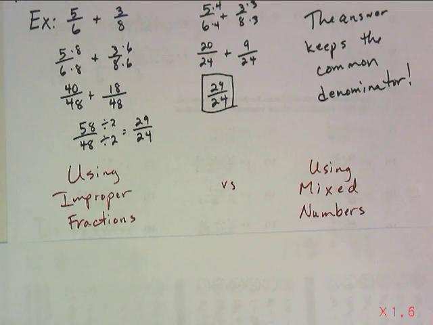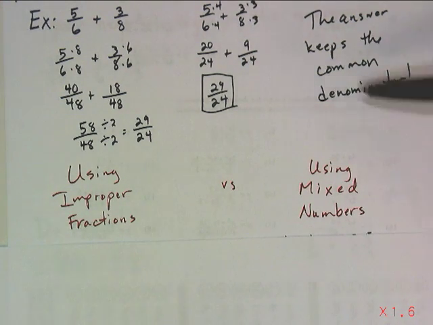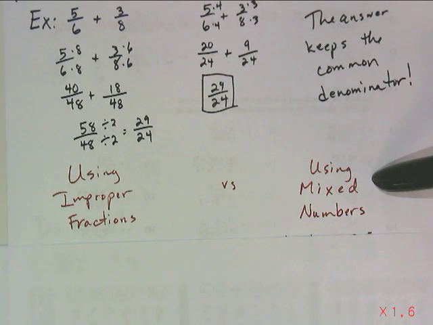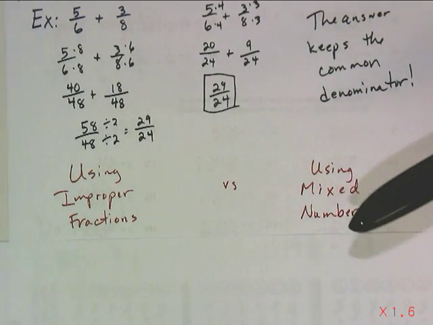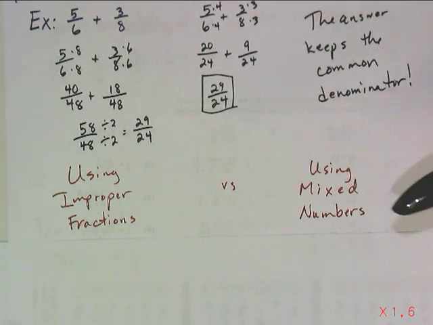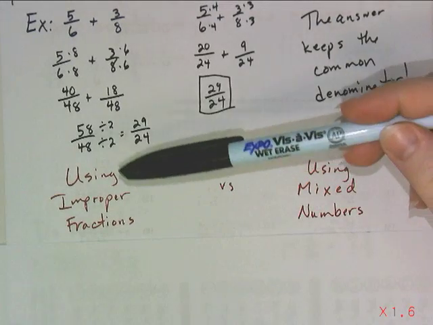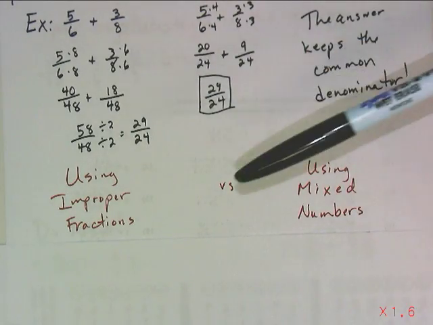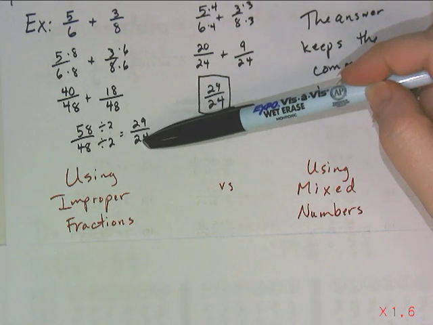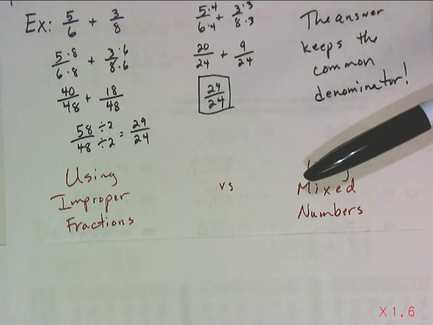Let's talk about using improper fractions versus using mixed numbers for when you have these addition and subtraction problems. There are pros and cons in both cases. The reason you might want to change everything to improper fractions is people often forget to work with the whole numbers after they spend all their time and concentration getting common denominators and making equivalent fractional parts. Then they might forget to work with the whole numbers.